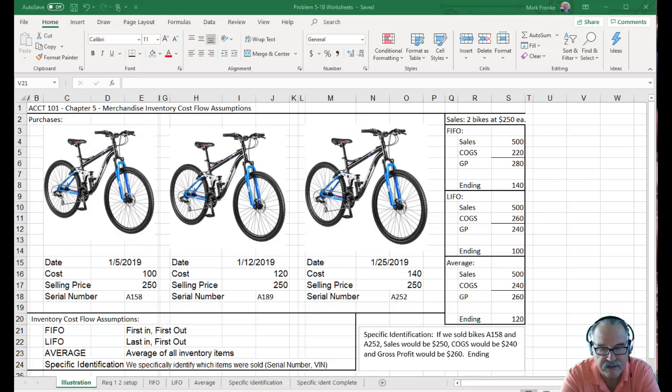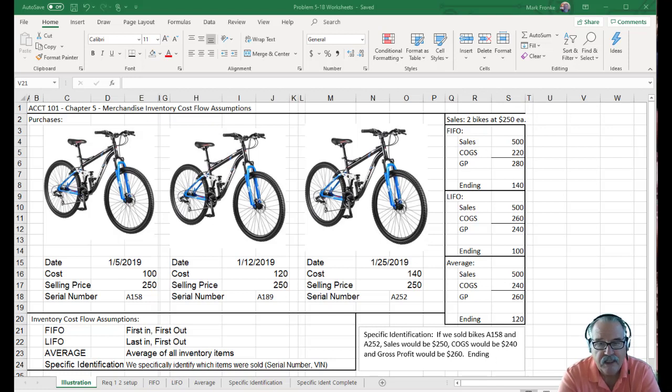We have 3 bicycles that we bought. And of course, we're a bike shop. And we bought the first bicycle on the 5th of January and paid $100 for it. The second bicycle, which is exactly the same bicycle, so keep in mind these are exactly the same things. The only thing that's different is the cost. So on the 12th of January, we bought a second bicycle for $120. And the third bike we bought on the 25th of January and paid $140. Now, the inflation rate is pretty high here, but this is for illustration purposes.